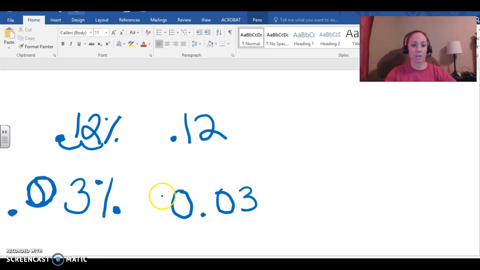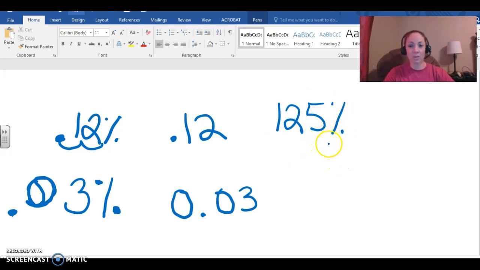What about something though like 125%? You got a whole bunch of bonus questions right on that test, so you got 125%. How would I show that as a decimal? You still do the same thing. You just move the decimal point over 2 spots to the left, so you wind up with 1 and 25 hundredths, just like that.